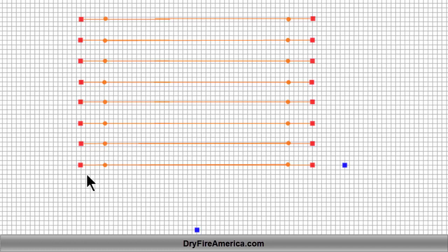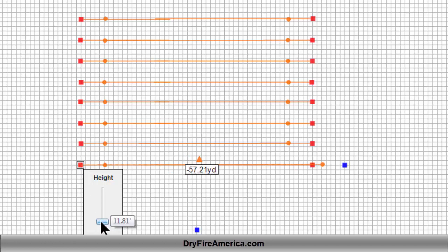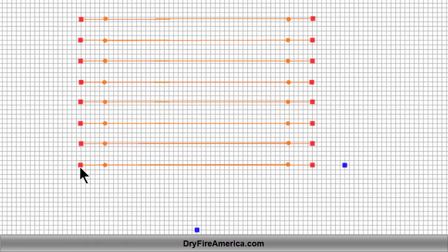All right, this red is the trap that we're going to shoot targets out of. And let's see what happens when I click on it. When I left click on it, I see the same thing, the height. I could go ahead and make this trap up in the air. I don't want it up in the air, so I'm going to bring it back down to ground level. So that's what we see with the trap.